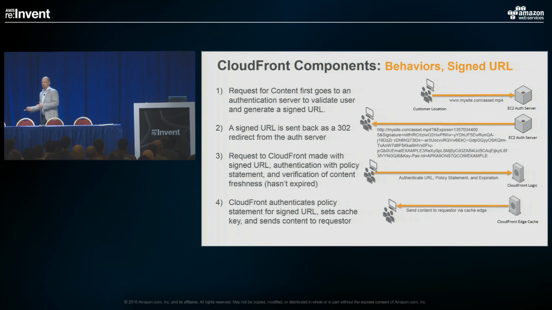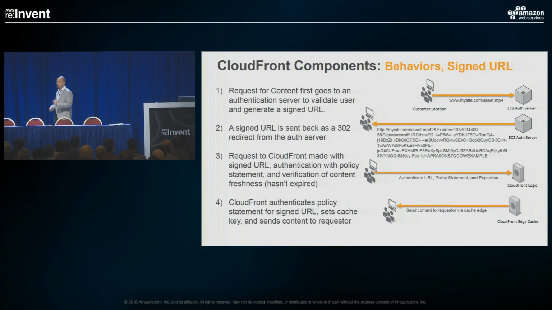And then if it's still valid, then we're going to honor the request, set the cache key, and send the content back. Now in the video example, if you had to do this for an adaptive bitrate stream where you have a manifest file and many different transport segments, and you're delivering those transport segments of the video every 2 or 4 seconds, signing each URL for each transport segment can be pretty taxing on your origin server.